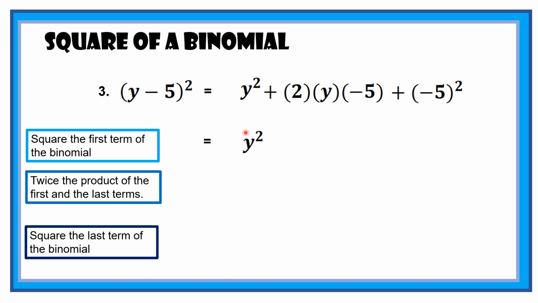So we have y squared, then 2 times y is 2y, times negative 5, we have negative 10y. Next, negative 5 squared is negative 5 times negative 5, so that is equal to positive 25. So the answer is y squared minus 10y plus 25.